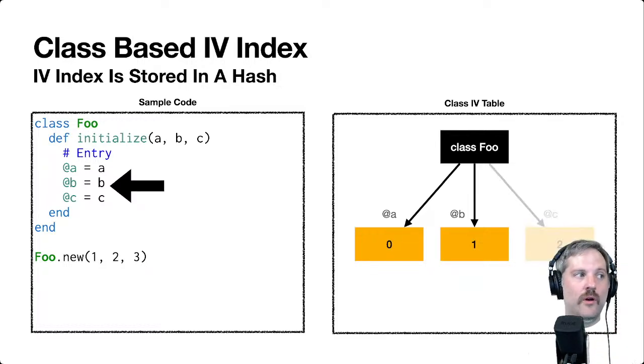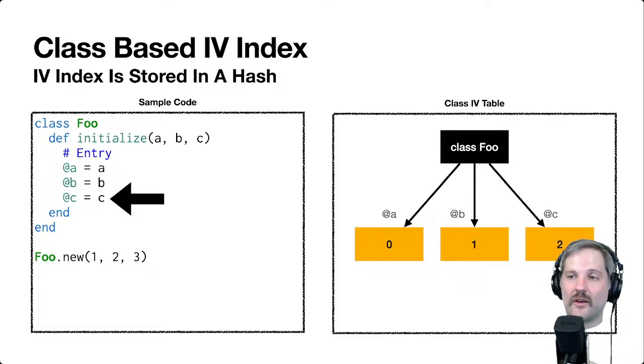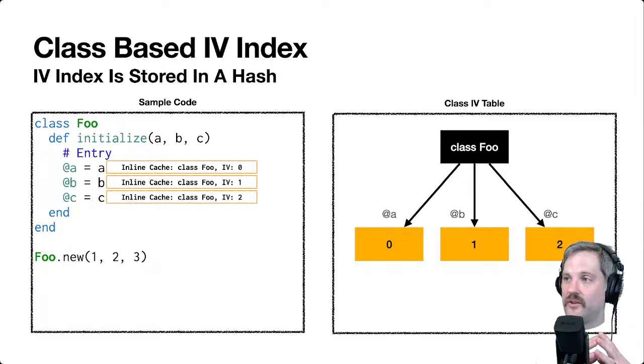We add one at index 1. We do the same thing with C. We add one at index 2. And then we cache all of these values as well. So today there is an inline cache for these instance variables, but our cache key is actually the class itself.